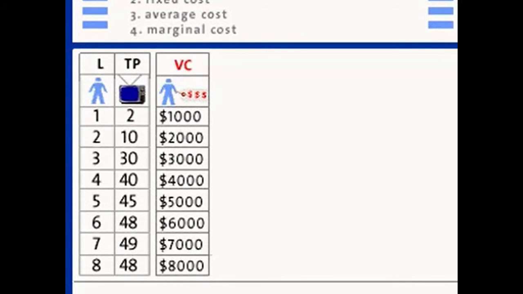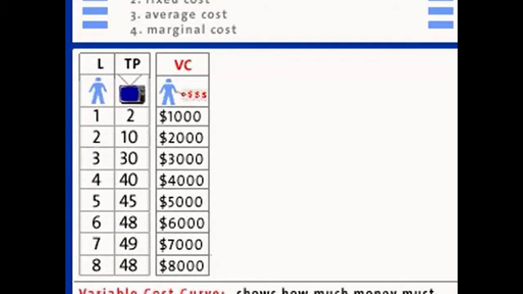It tells us how much money we have to spend on labor in order to produce a given number of television sets. What I'm going to do now is draw a picture of that relationship, and this relationship will be called the variable cost curve. The variable cost curve shows you how much money you have to spend on labor in order to produce a given number of television sets. Let's look at the way this graph will be set up.